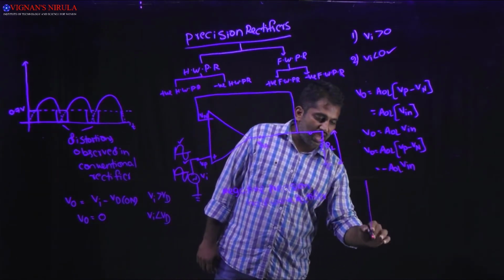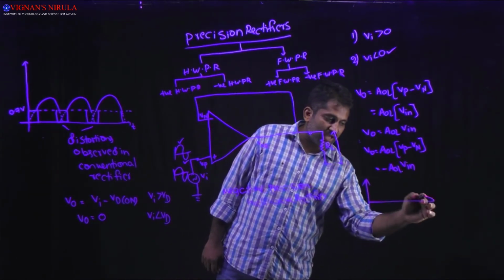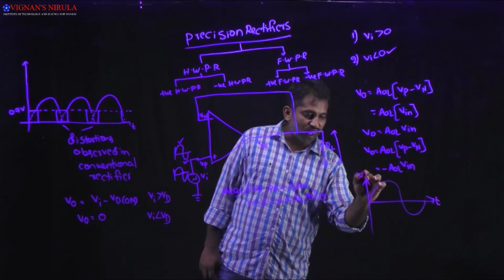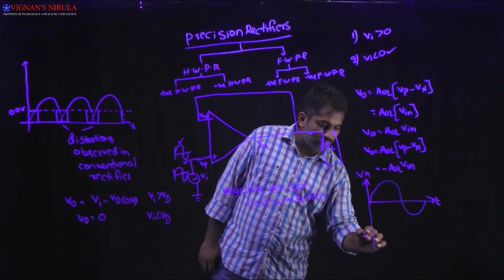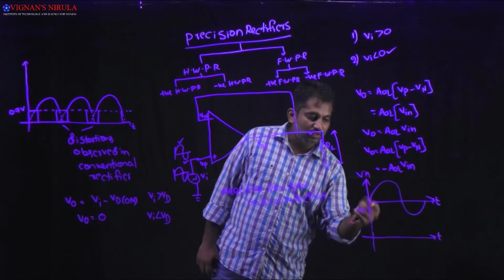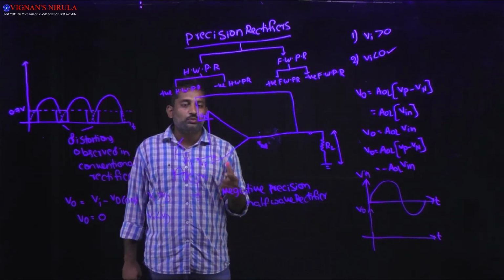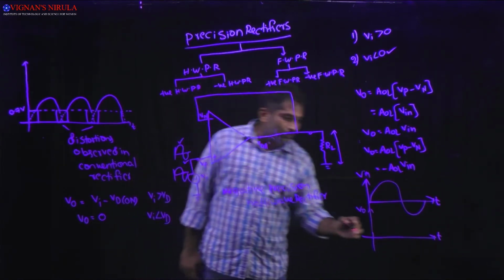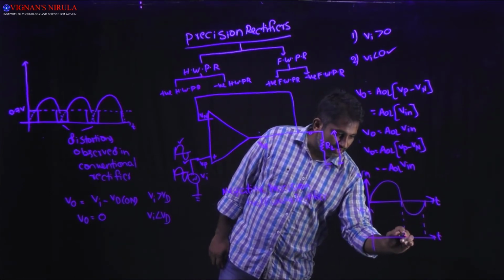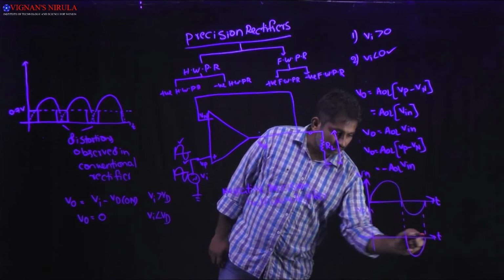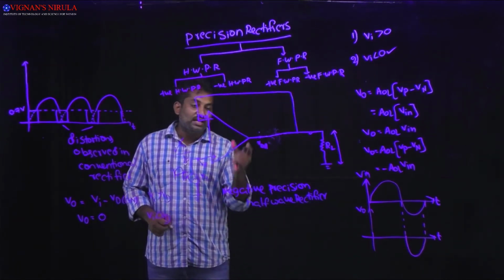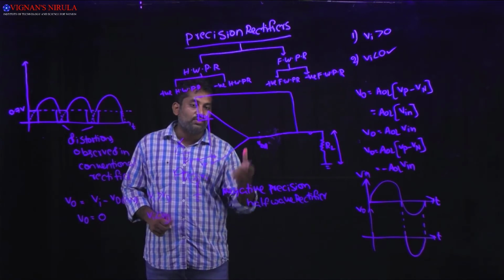Here I am considering the input the same as in the previous case, a sine wave, and I am going to consider the output V naught. So what happens? If you apply the positive peak, you will not get any output. If you apply the negative peak, then you will get the output. That's why we call it the negative precision half wave rectifier.